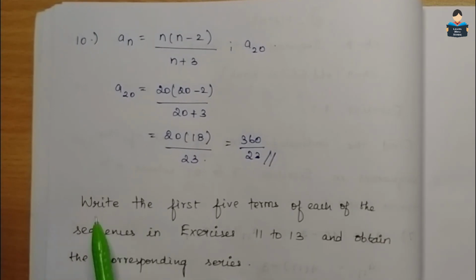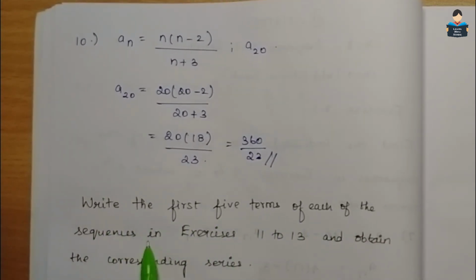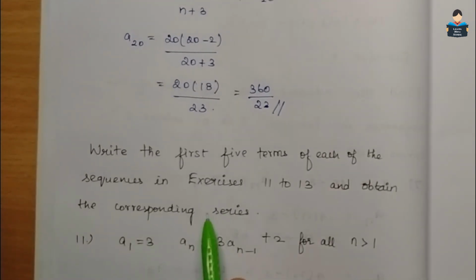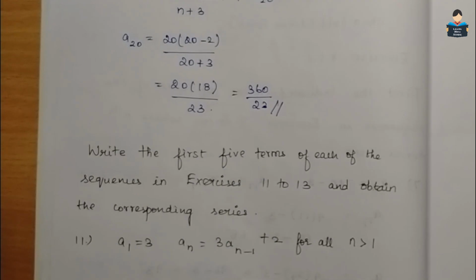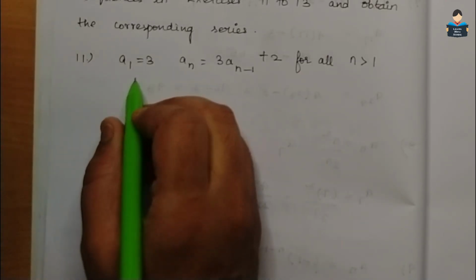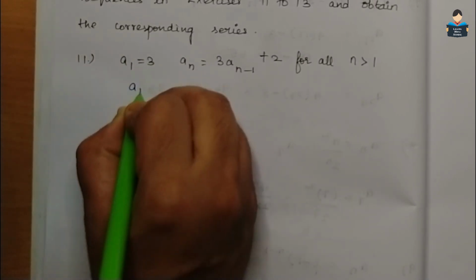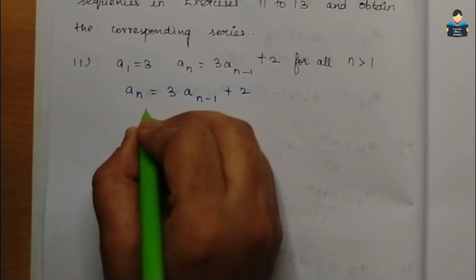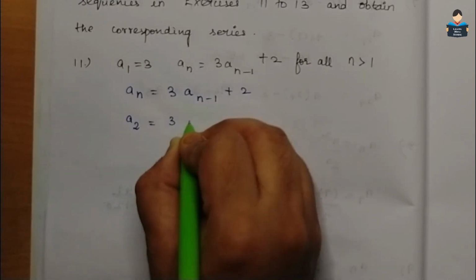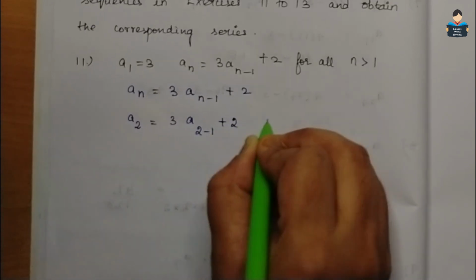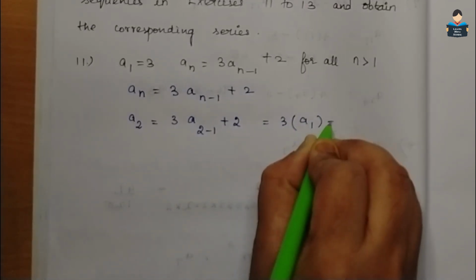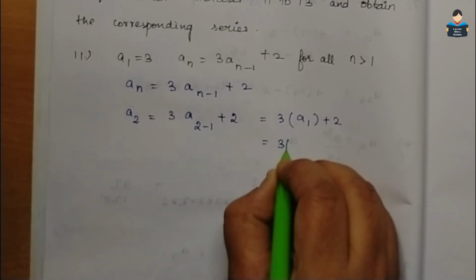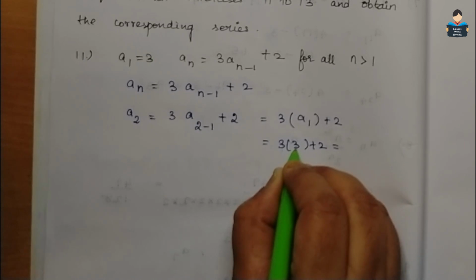11th question: write the first 5 terms of each of the sequences in exercises 11 to 13 and obtain the corresponding series. So we have to find the first 5 terms of the sequence. a1 is already given, so we start from a2. First, a_n is given as 3 into a_(n minus 1) plus 2. Now we substitute a2: 3 into a_(2 minus 1) plus 2. So 3 into a1 plus 2. a1 is given as 3. So we substitute, put 3 in the place of a1. So 3 into 3 plus 2. 3 threes are 9, 9 plus 2 is 11.